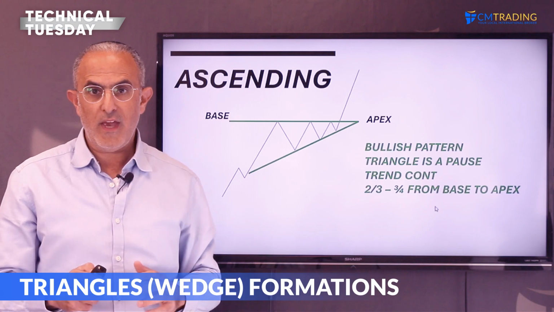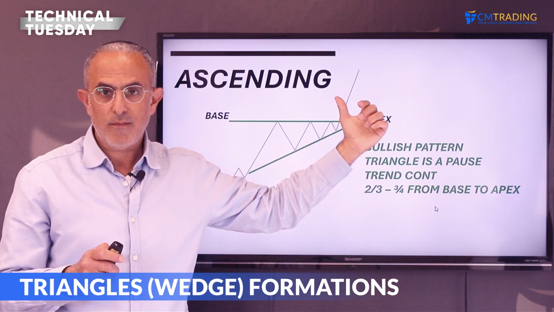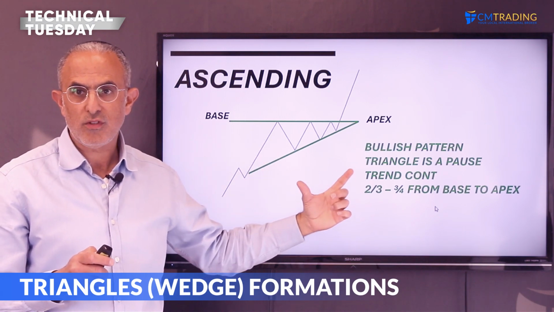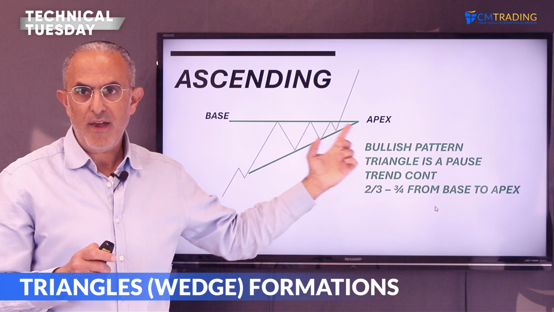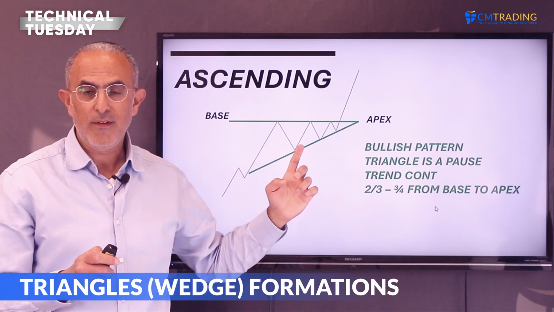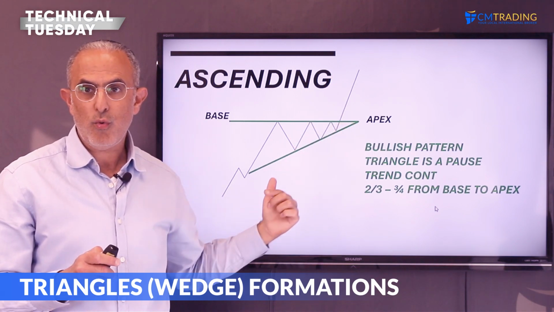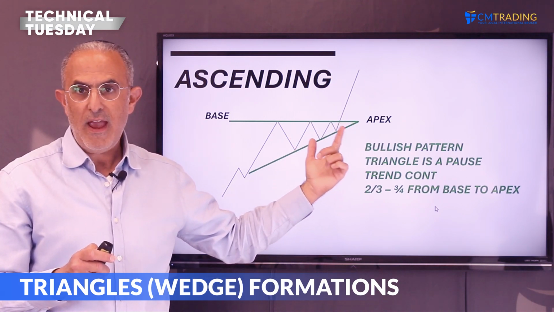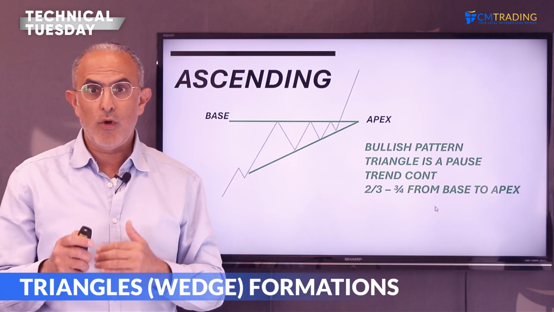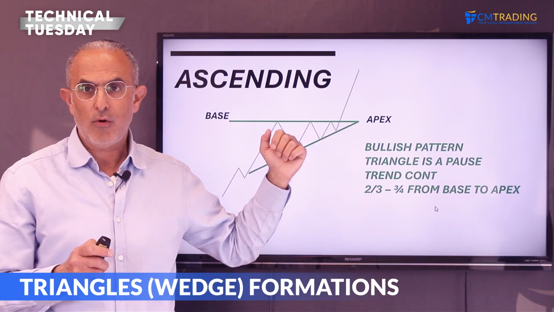Number four, okay? So this is really important. How much should I expect this breakout to be? This is really important. It's about 2/3 to 3/4 of the distance between the apex and the base, okay? That's really important. When this is set up, the breakout should be about 2/3 to 3/4 of the apex to the base. That's really important because then you could actually gauge not only when your entry strategy should be, but also when your exit.